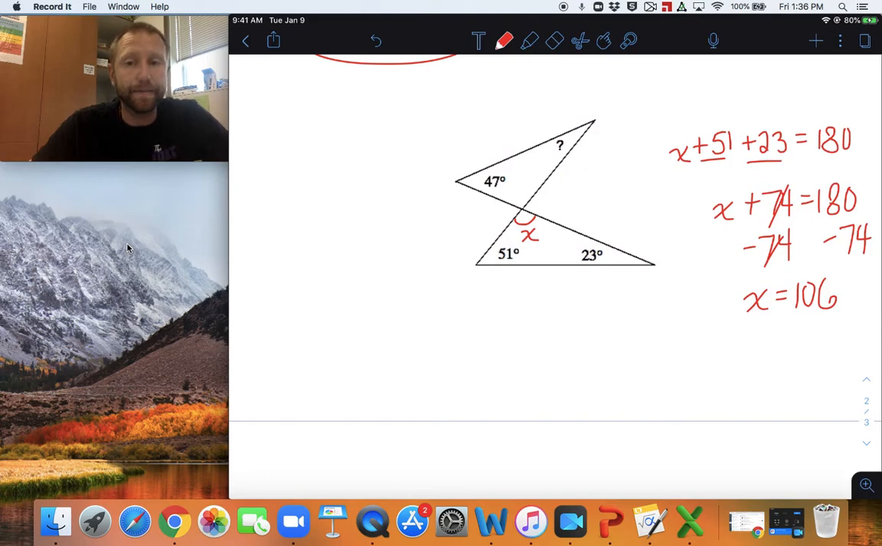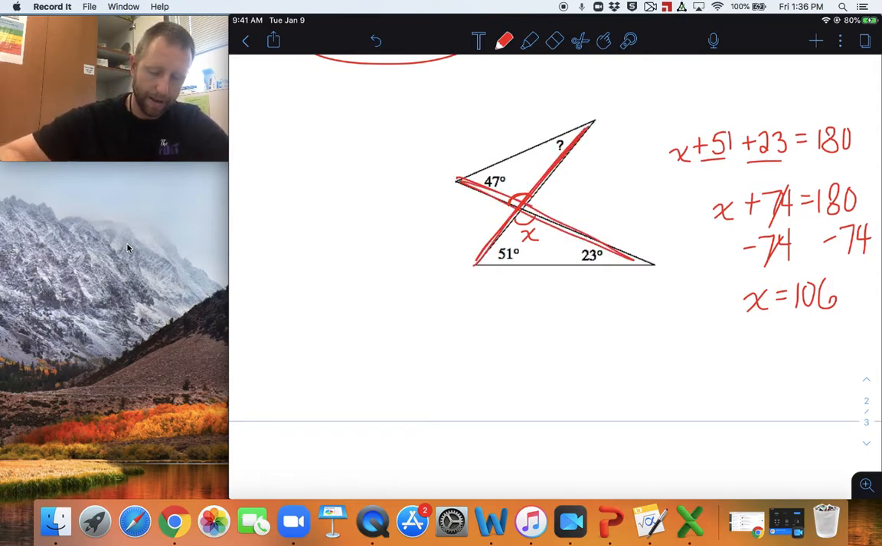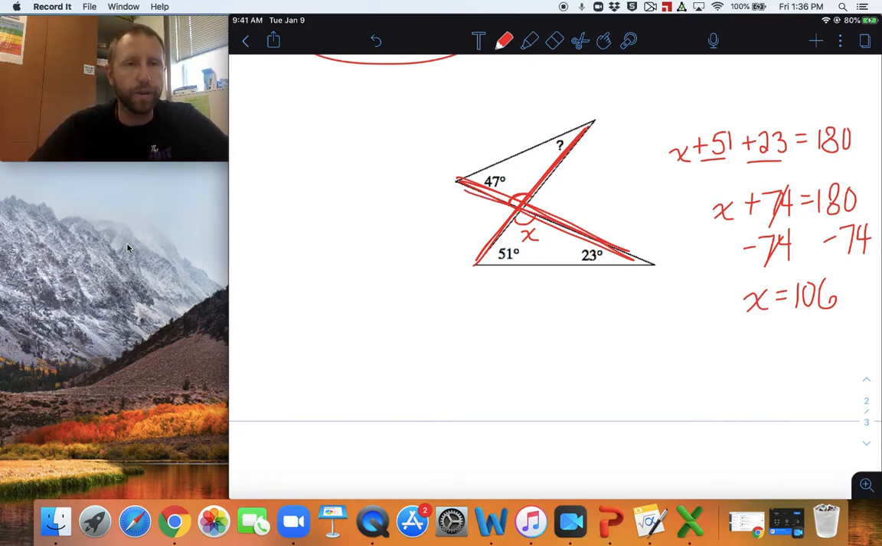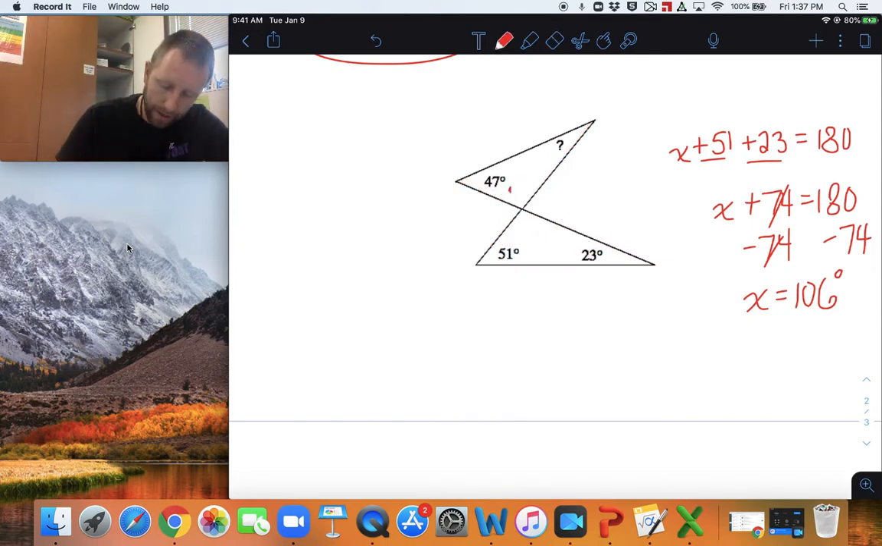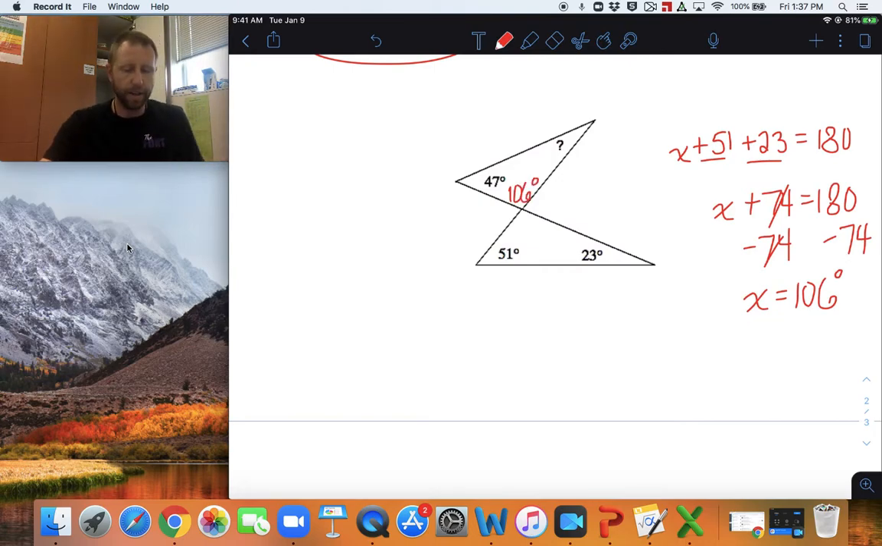Because I know X, now take a look at this. I can figure out this missing angle on the triangle up above because this line and this line form those angles. Those two lines intersect. Well, guess what? X, and let's say that this angle is angle Y, those are vertical angles. And we know that vertical angles are congruent. I forgot my degree symbol. So because we know vertical angles are congruent, I know that this angle right here is 106 degrees. Congruent means that it has the same measure.